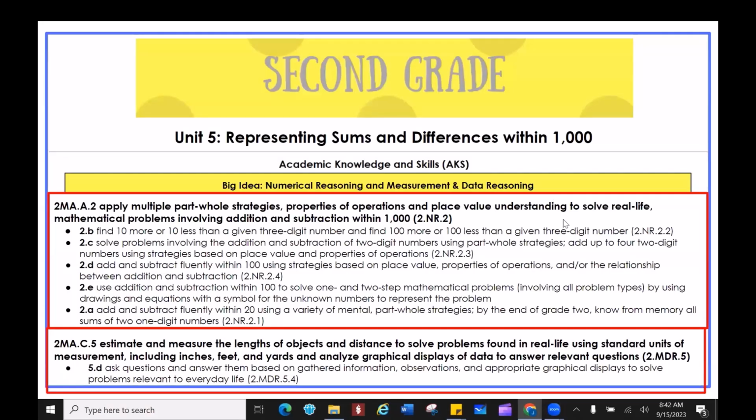This unit has two AKS, AKS 2 and 5. Under the AKS, you will find the Indicators of Achievement, or IOAs, that we are teaching at this time. Notice for AKS 2, we are focusing on 2B, 2C, 2D, and 2E, and IOA 2A is also included as an ongoing IOA. For AKS 5, we are focusing on IOA 5D.